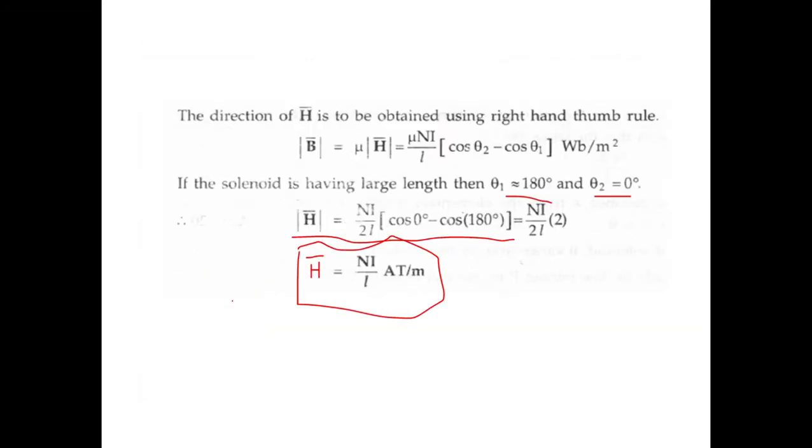Now how do you find B vector from this? B vector we have already found here. So B vector is equal to mu H vector. If you want to find B here, just multiply mu with this equation, and it will become B vector, right? So we got both magnetic field intensity and magnetic flux density, right? So we'll move on to the next topic.